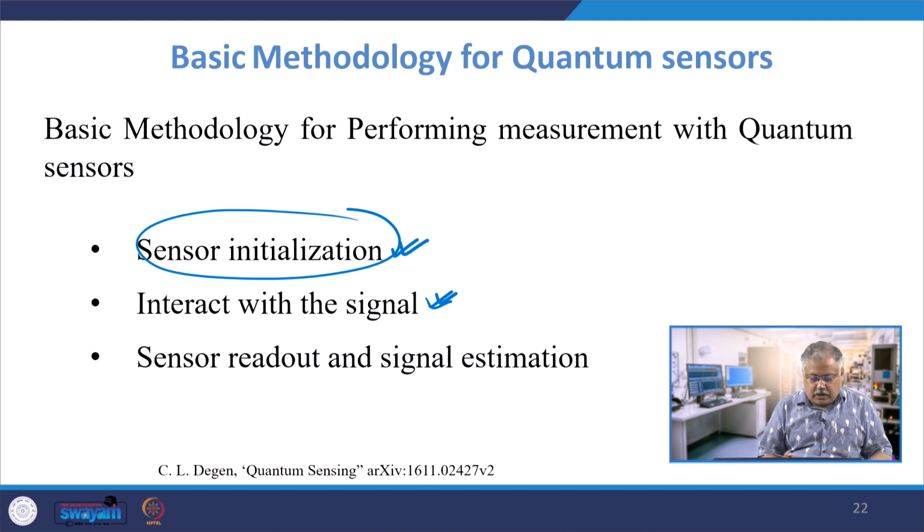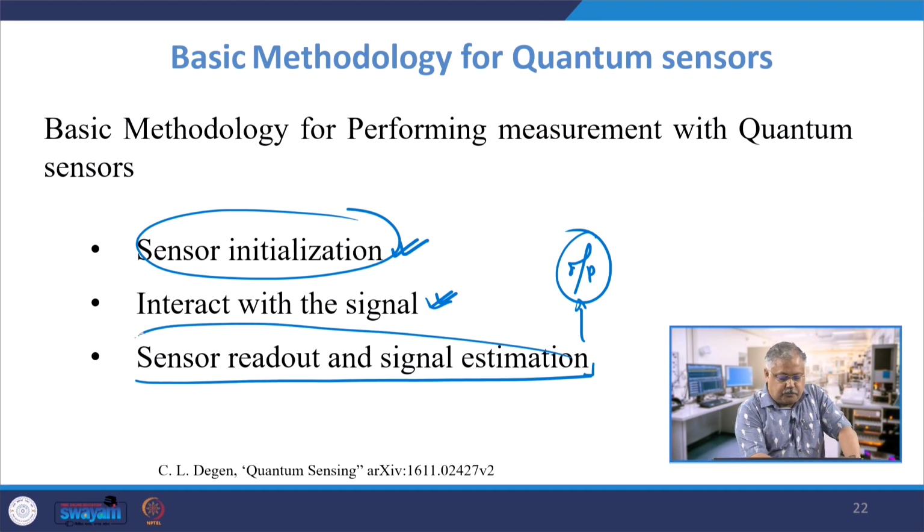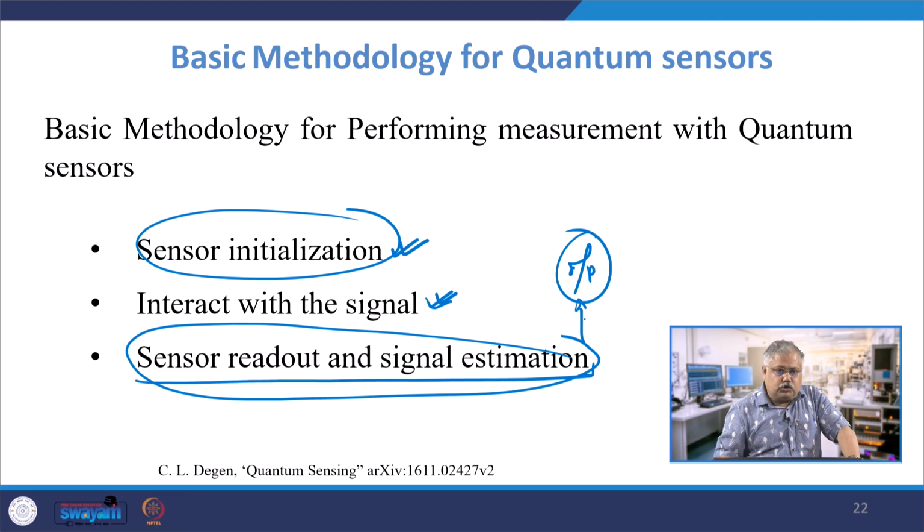So, sensor readout and signal estimation needs to be done at the output, and this whole thing we were discussing during the previous lectures. We were more interested in this topic, and most of the discussion was centered around how you estimate the signal, and once you estimate the signal, how you manipulate it at your output circuit so that you are able to extract the state of the qubit which it is currently in.